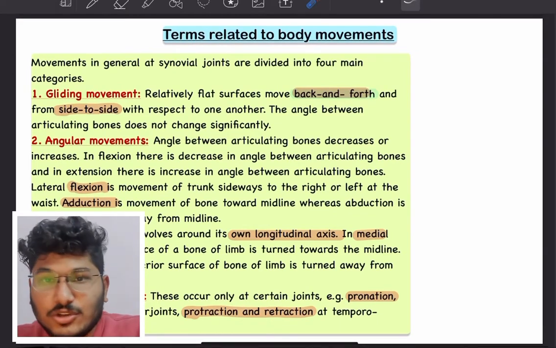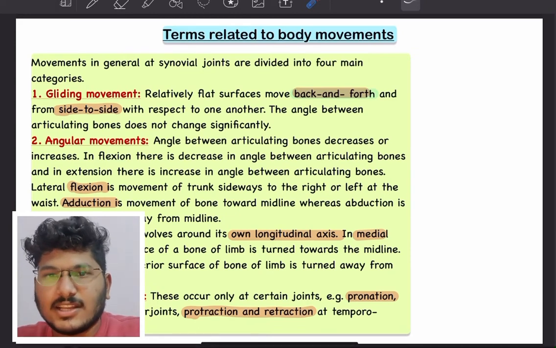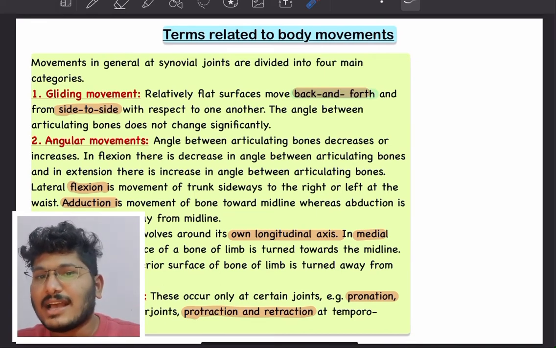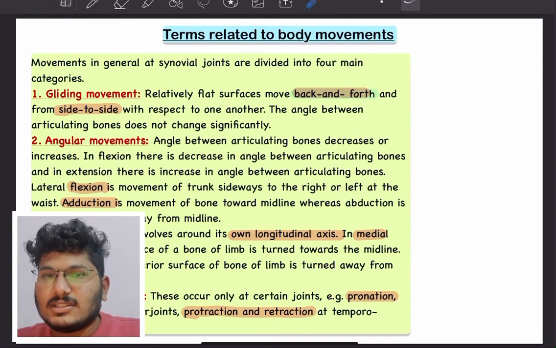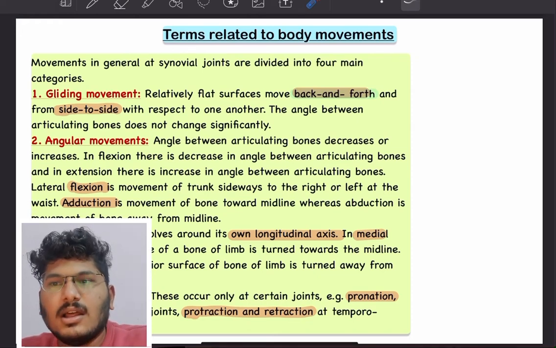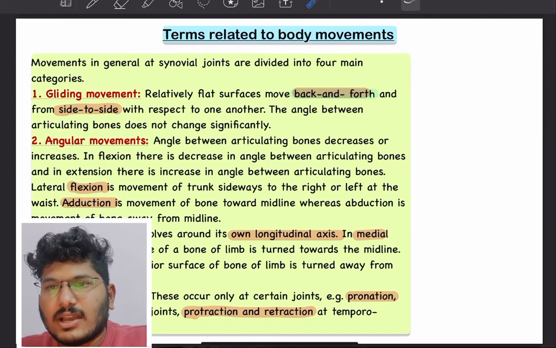Hi everyone, let's continue with the next topic, that is terms related to the body movements in general anatomy introduction. Movements usually occur generally in synovial joints. A synovial joint is a classified joint which helps in feasible movements. A wide variety of movements are possible at a synovial joint. These movements are broadly classified into 4 types in BD Chaurasia.